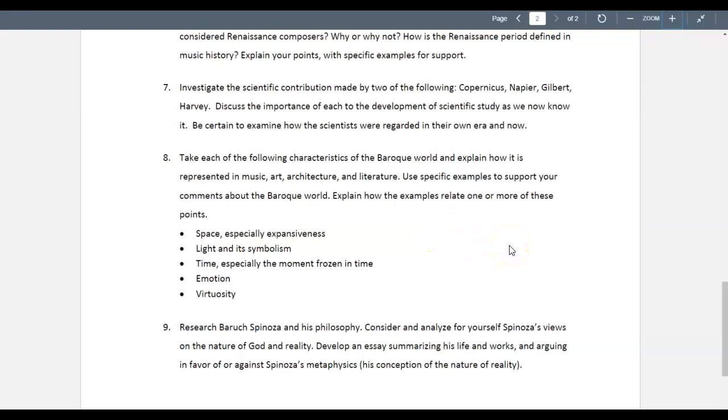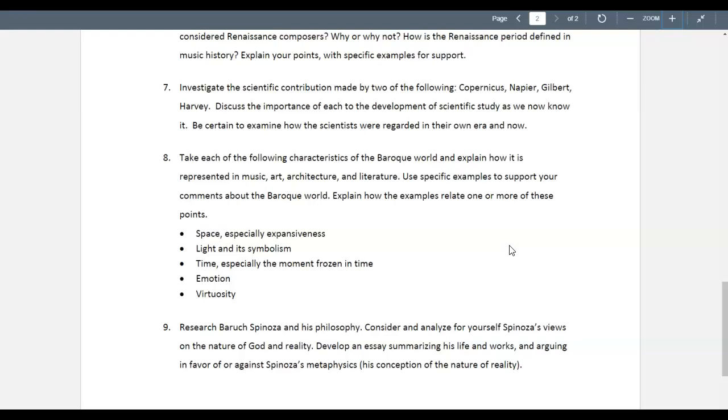The last topic deals with philosophy, and I've chosen one particular philosopher who's mentioned in your book, in this case Spinoza, where you get a chance to read a little bit. We have some of it in the textbook, but you'll probably want to go and read a little bit more than what's offered, probably quite a bit more.